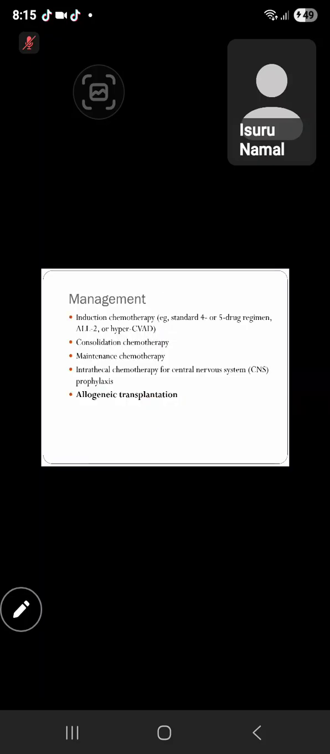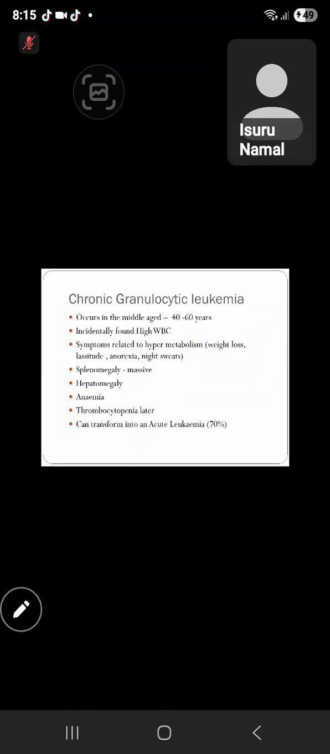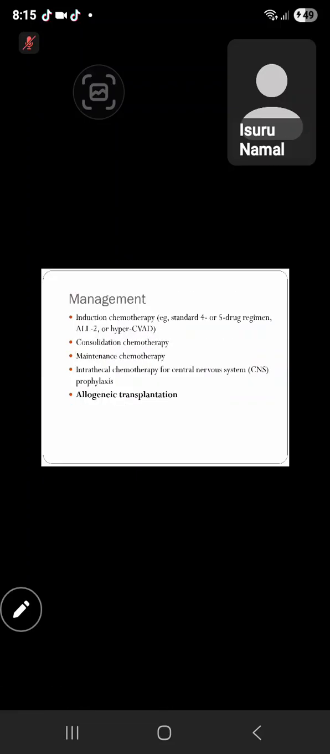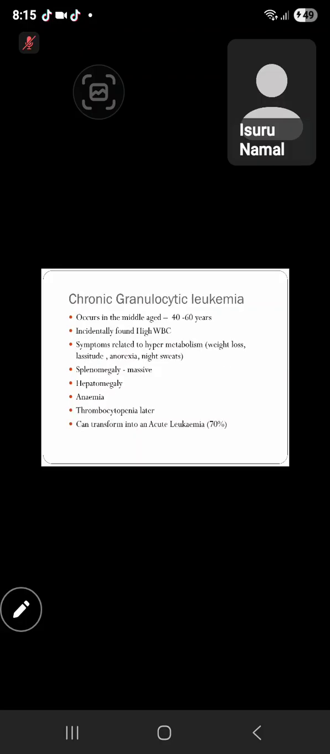When you consider the management again, these are some more details. Induction therapy, consolidation therapy, and maintenance chemotherapy will be given. Then allogeneic transplantation. Now, this is the trend of the treatment now, right? Transplantation, right? Those are the details about the management, right?